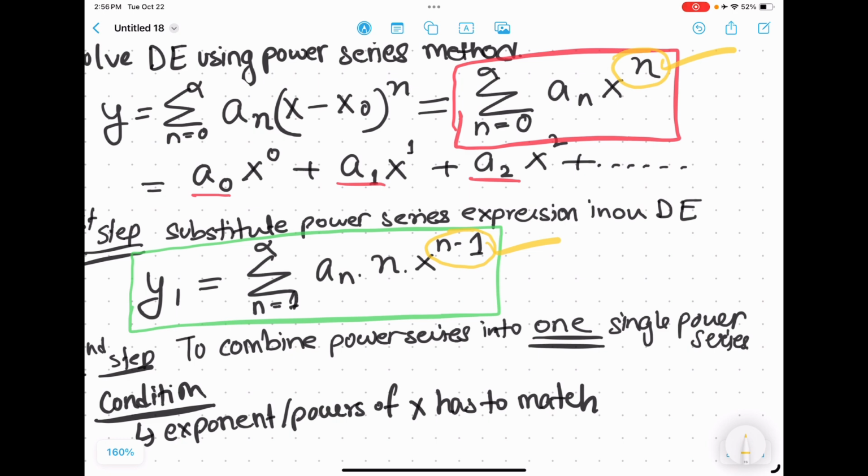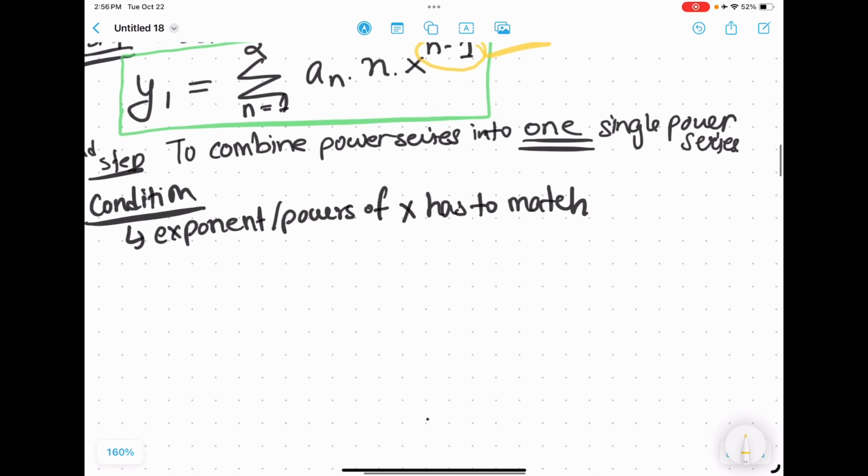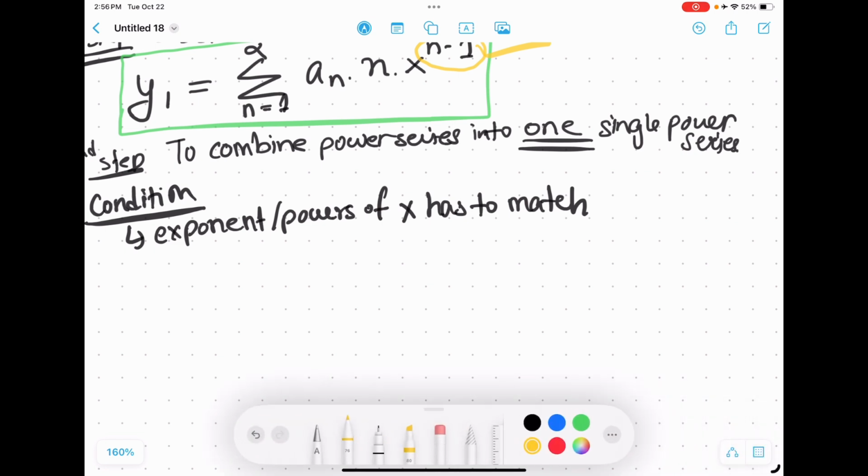Now, conventionally, and specifically in math, it's common practice to express them as x to the power n. So we always aim to match the exponents to x to the power n. Let me write that over here. Again, the reason is that it's just a lot easier.